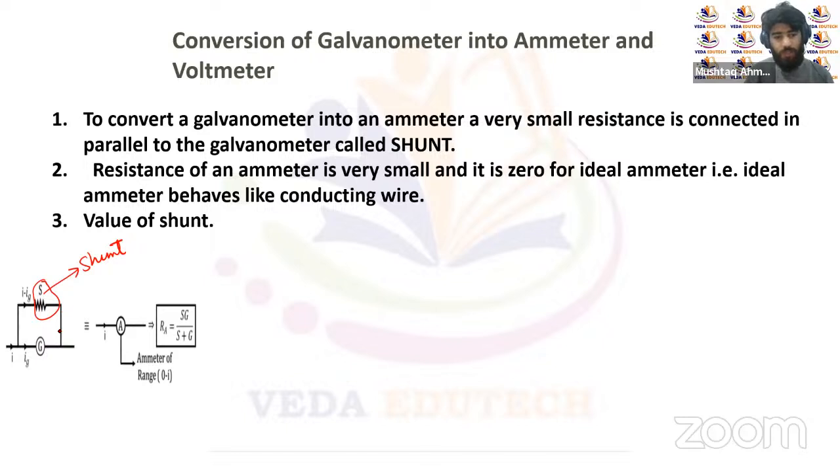So we can write the current I as equal to IG plus I minus IG. You can see that it will once again be equal to I.